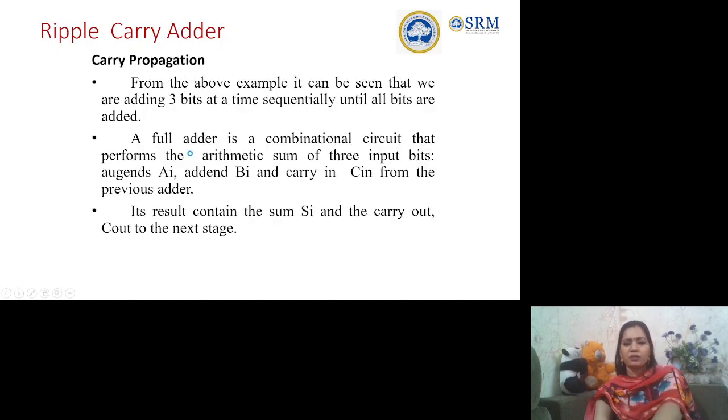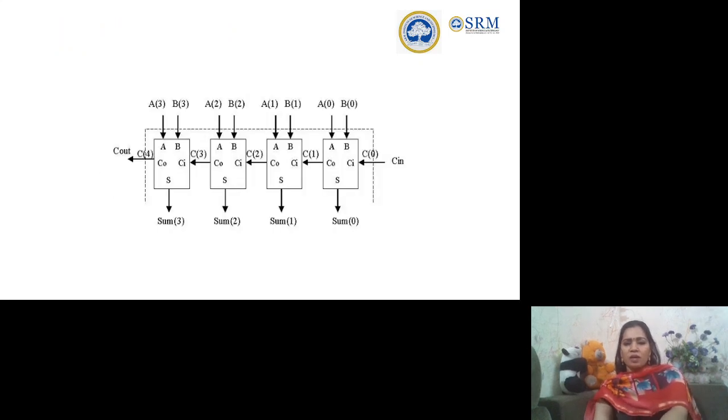So we need a full adder circuit. A full adder circuit is actually a combinational circuit that performs addition on 3 bit numbers. The 3 bits are augend, addend and carry in. After adding augend, addend and carry in, it will produce two outputs, sum and carry. The sum will be retained for the result and the carry will be propagated to the next position.